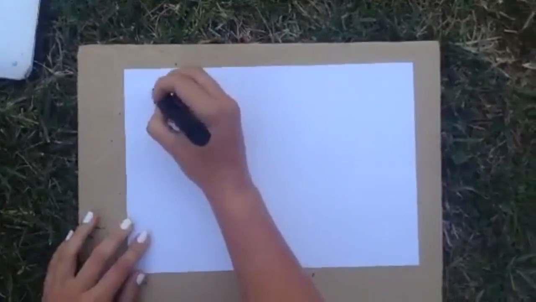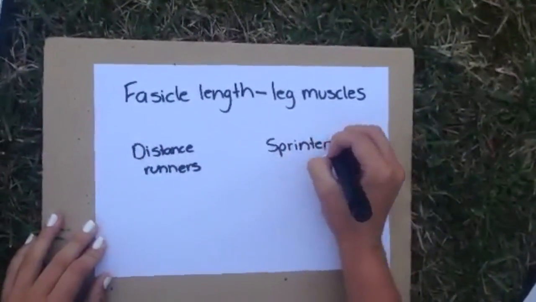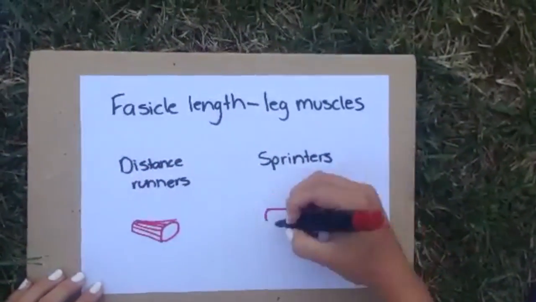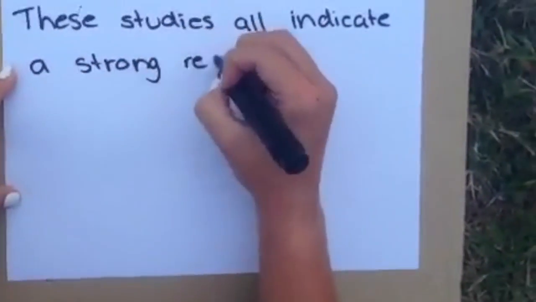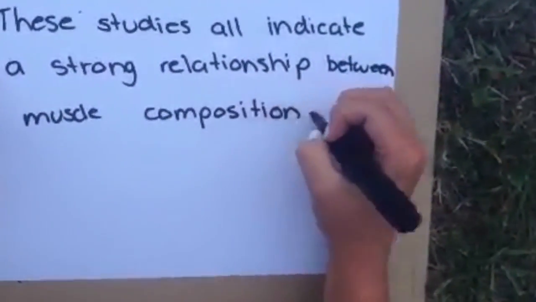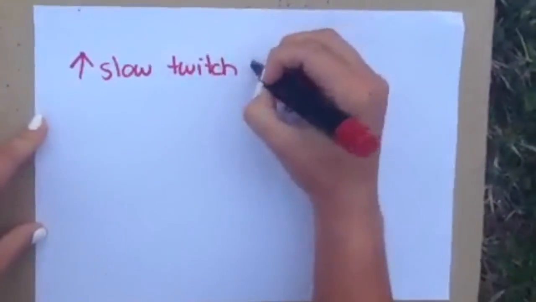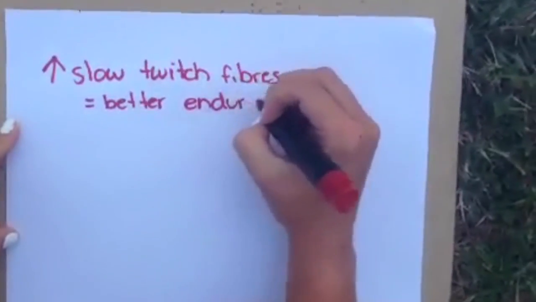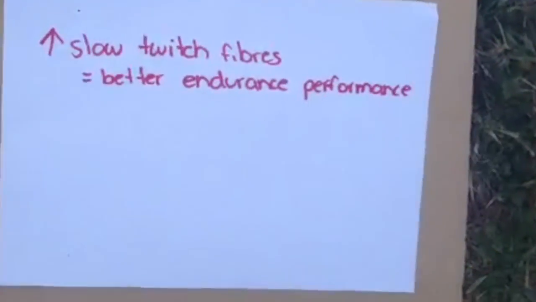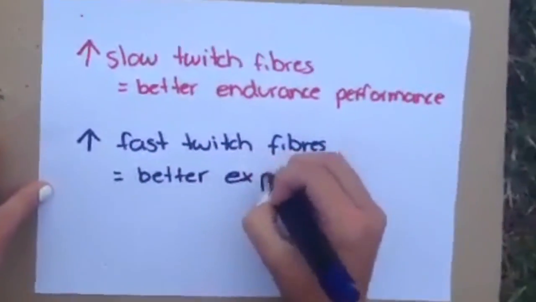Also, the fascicles in the leg muscles of distance runners are shorter than those in sprinters, relating them to power performance. These studies all indicate a strong relationship between muscle composition and performance in power and endurance sports. Individuals with higher proportions of slow twitch fibers are generally able to perform at a higher level in endurance sports, and those with more effective fast twitch in power sports.